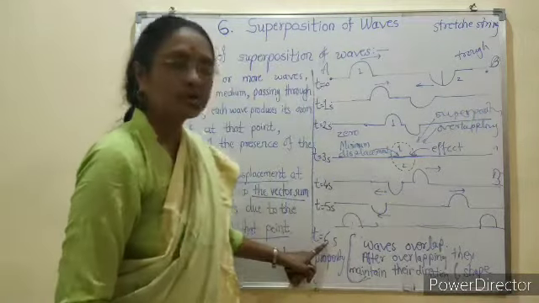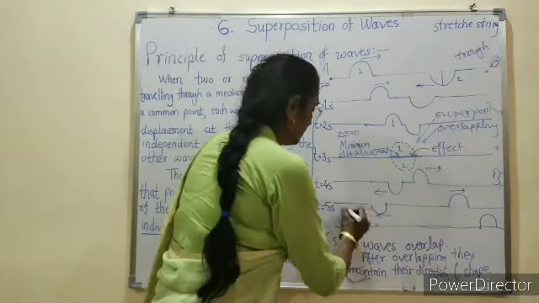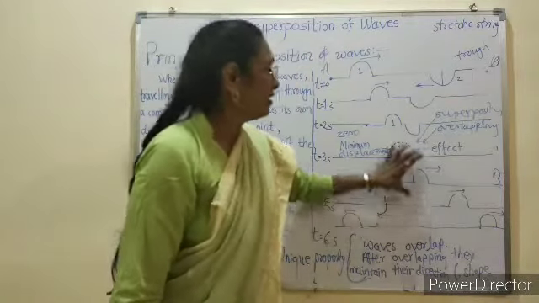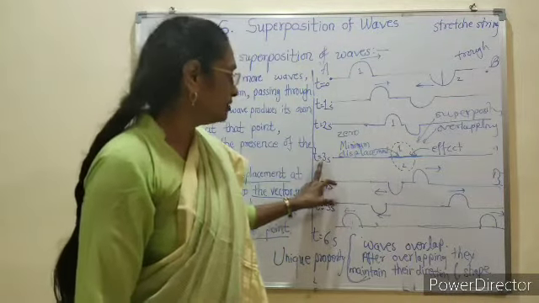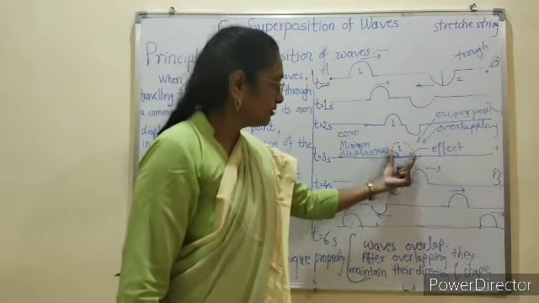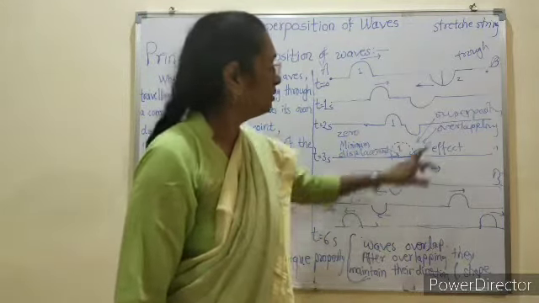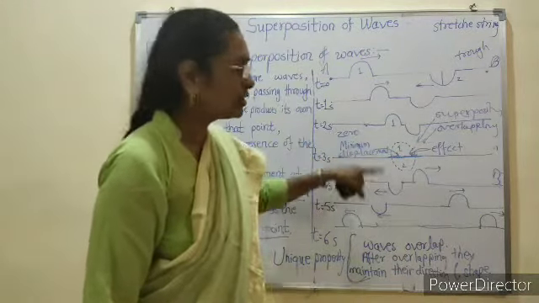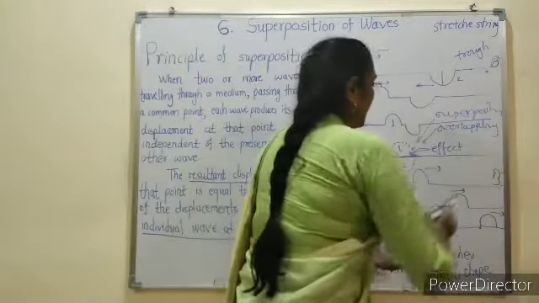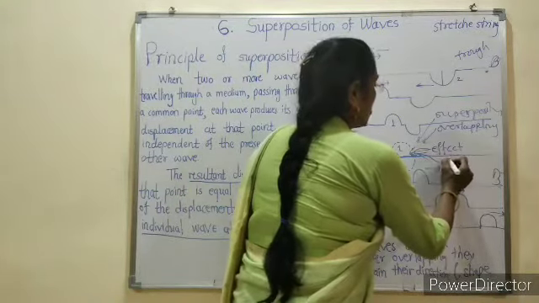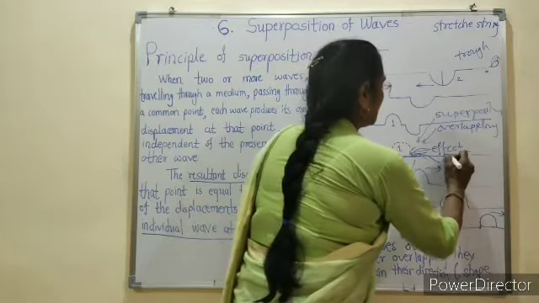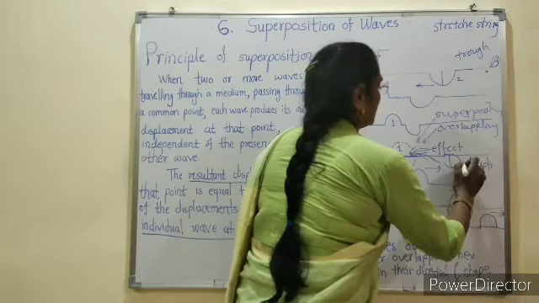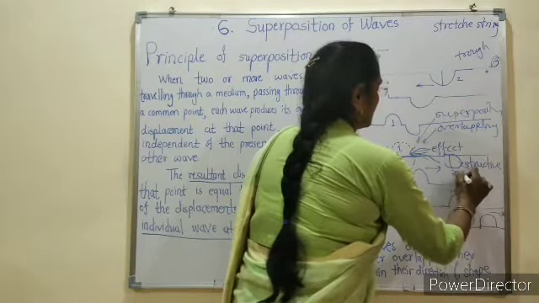At the next instant of 6 seconds, they are well separated from each other. Here, at the instant of 3 seconds, crest and trough overlap each other. There is superposition, and there is a certain effect producing minimum displacement, or sometimes zero displacement. That effect is called destructive interference.